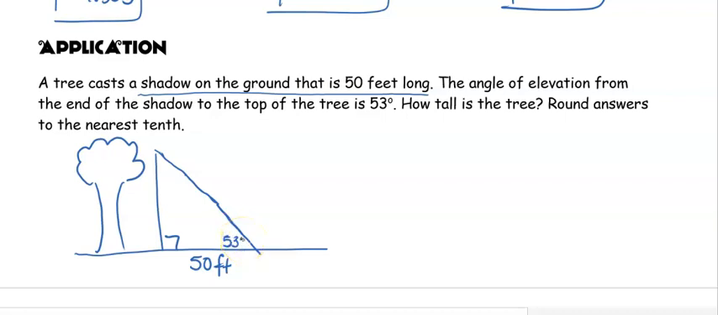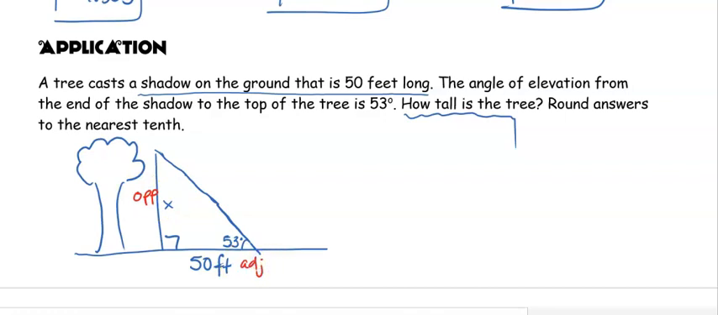Labeling the angle in the correct location is really important because it's all about the relationship. What side is opposite? What side is adjacent? Which side is the hypotenuse? So having the correct labels in the right spot is going to change which trig function you use. And the question is, how tall is the tree? There's my unknown. Here is my reference angle. I'm looking for x, which is opposite, and I'm given 50, which is the adjacent.